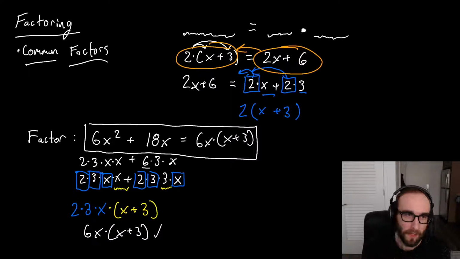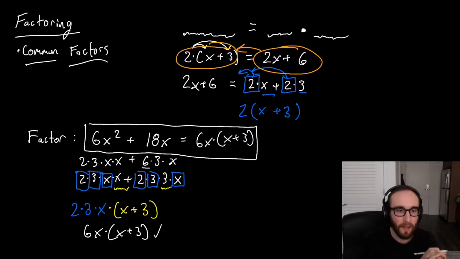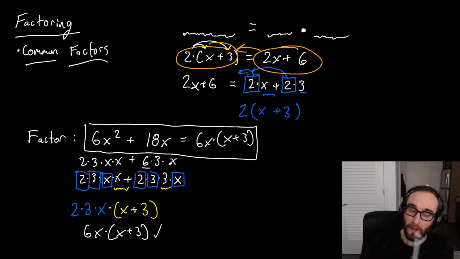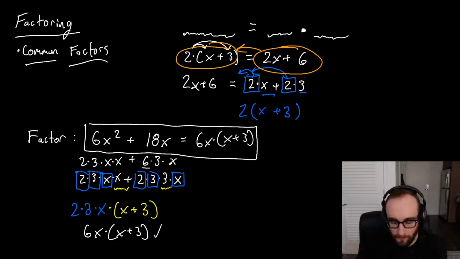Okay, so that's what it means to factor using common factors. We want to take each term and factor it as much as possible, identify what factors are shared between both of the terms, and then move those factors out front, and then rewrite it in parentheses with whatever's left over.